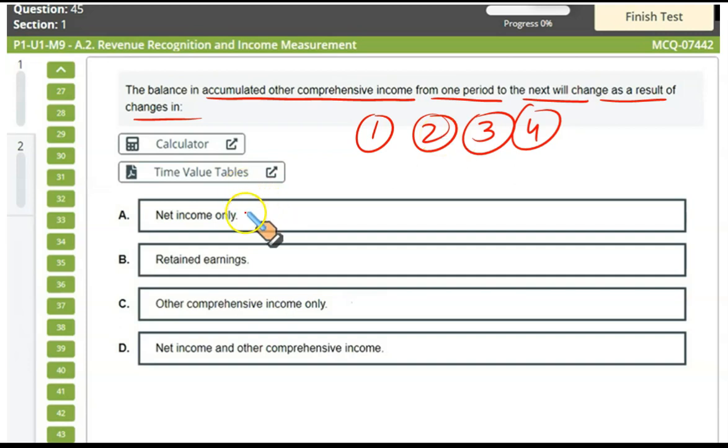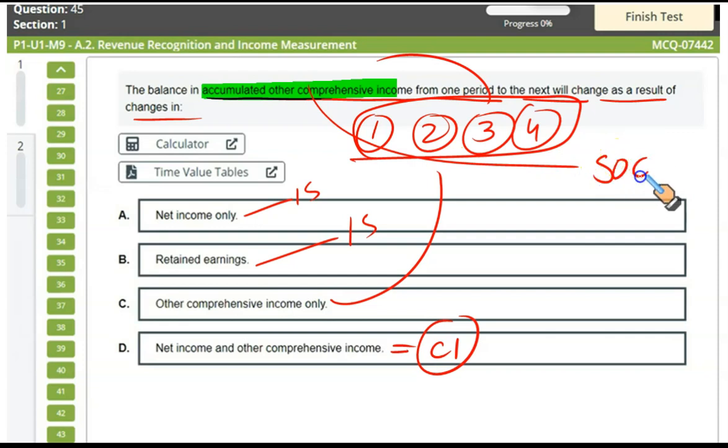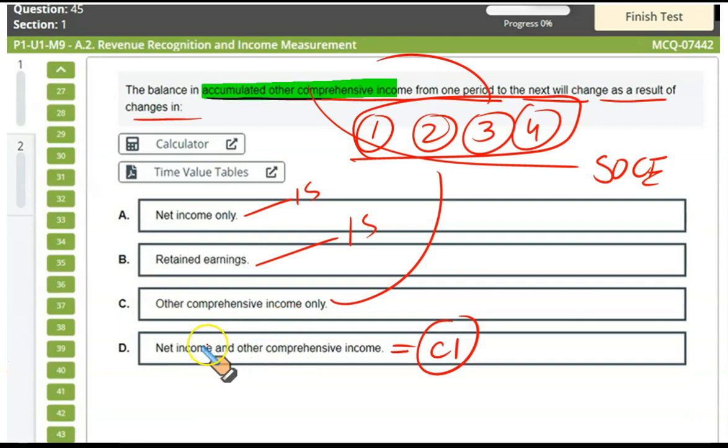Net income affects only the income statement. Retained earnings, income statement. Net income and other comprehensive income, collectively, are called the comprehensive income. Only other comprehensive income out of these four will be reflected in your accumulated other comprehensive income, which is shown where? It is shown in the statement of changes in equity, right? So that makes C the correct option. Other comprehensive income, all transactions affecting this will be accumulated in the SOCE under the head accumulated other comprehensive income.